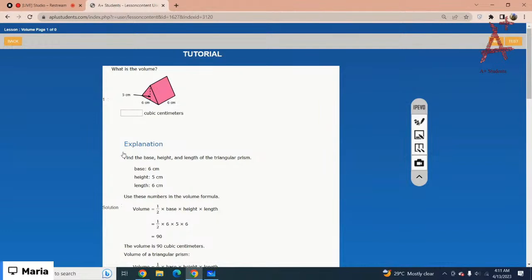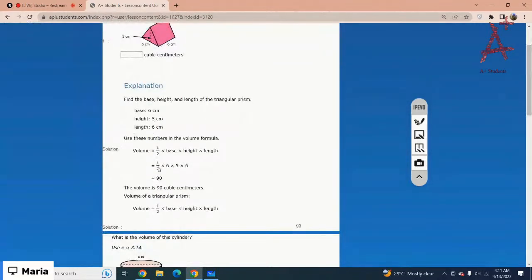So the formula you are going to use for the triangular prism is this one: volume equals half times base times height times length. Got it? You just have to memorize these formulas and use them. The volume of the triangular prism is half times base times height times length. So you are given all the measurements. Base is 6, height is 5, and length is 6. So just multiply half times 6 times 5 times 6. Just do the calculations, it would be 90 cubic meters.